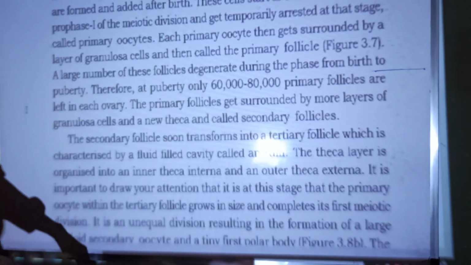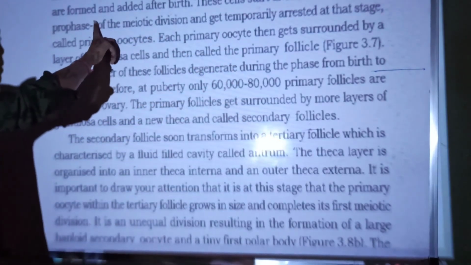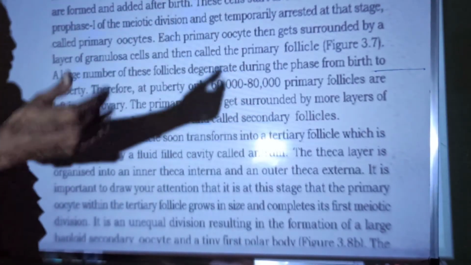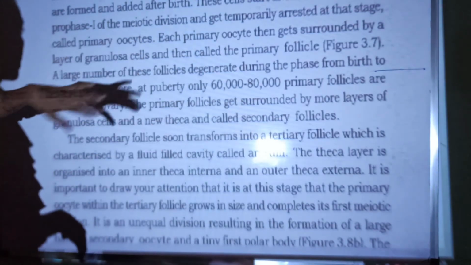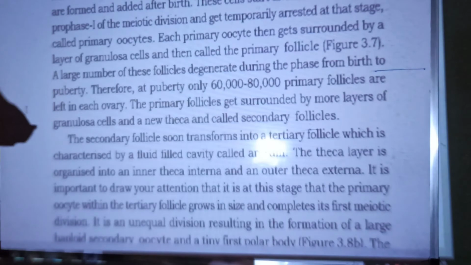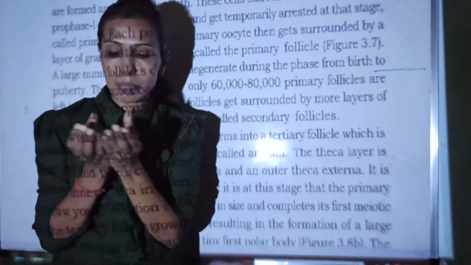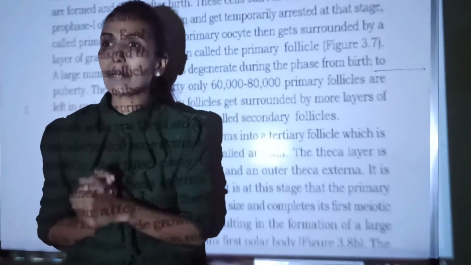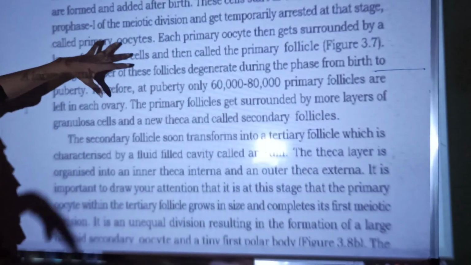Later on, these cells will start division and enter into prophase. After the birth of that female child, division will start. The cells will enter into the prophase state, then they will undergo meiotic division. In that meiotic division, they will remain in that stage temporarily. When meiotic division of those mother cells takes place, they are called primary oocytes. Temporarily they will remain in that stage.